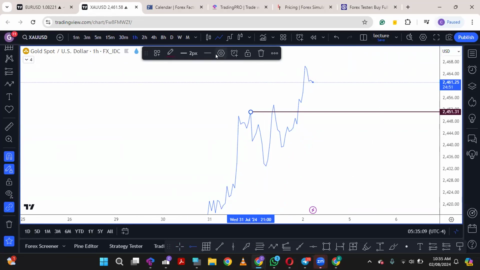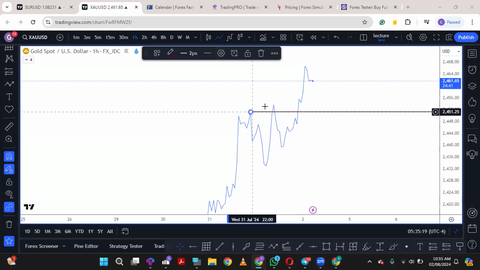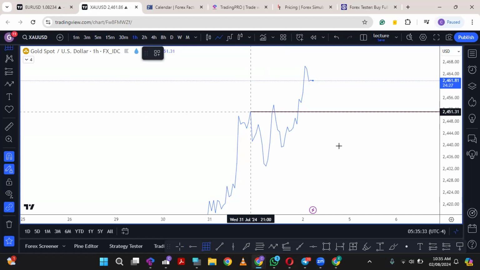It shows continuation. But after a break of a high, what happens? It's not a chop, it's a BOS. After a break of a high, what do you expect to see? A retest? A retracement. A retracement into that range.